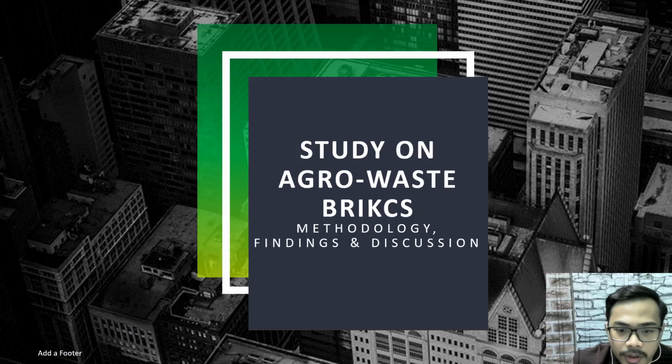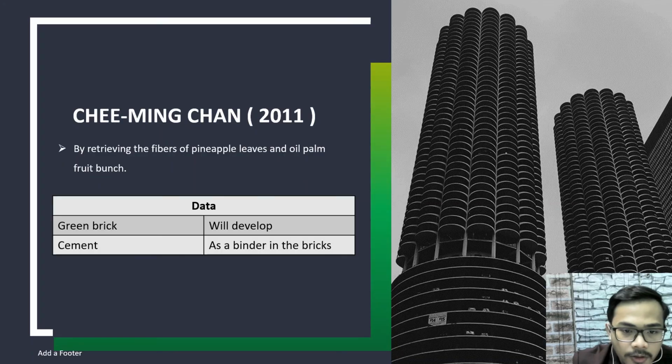So now we move to the methodology, findings and discussion of studies on agro waste brick. So first, from Che Ming Chen, 2011, the methodology: properties of clay bricks by adding two natural fibers. It can be studied that although clay bricks are well known in the construction industry for their flexibility and low cost, they greatly affect the environment and sustainable value. He also studied the recycling of agriculture waste by taking the fiber of pineapple leaf and branches of oil palm fruit and then adding them to brick making.